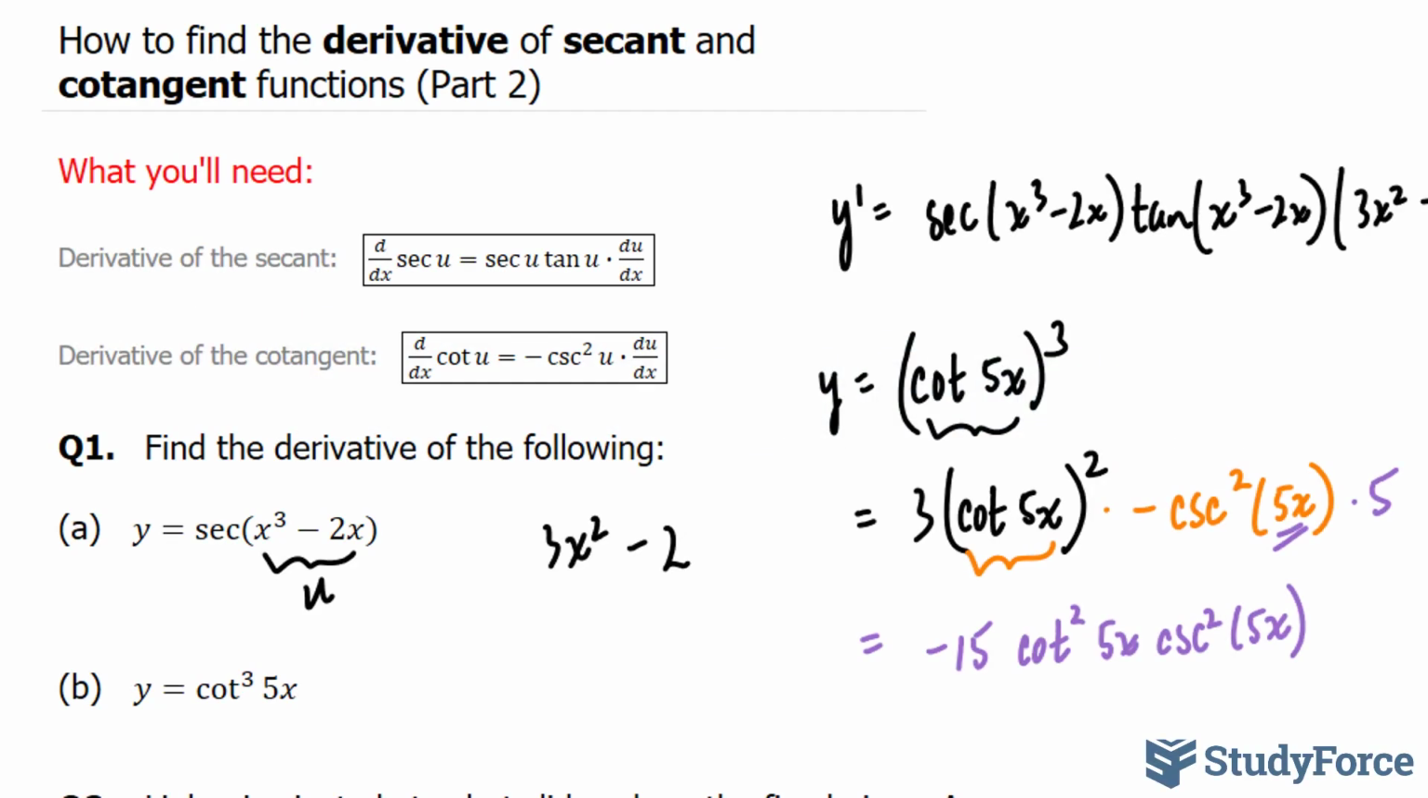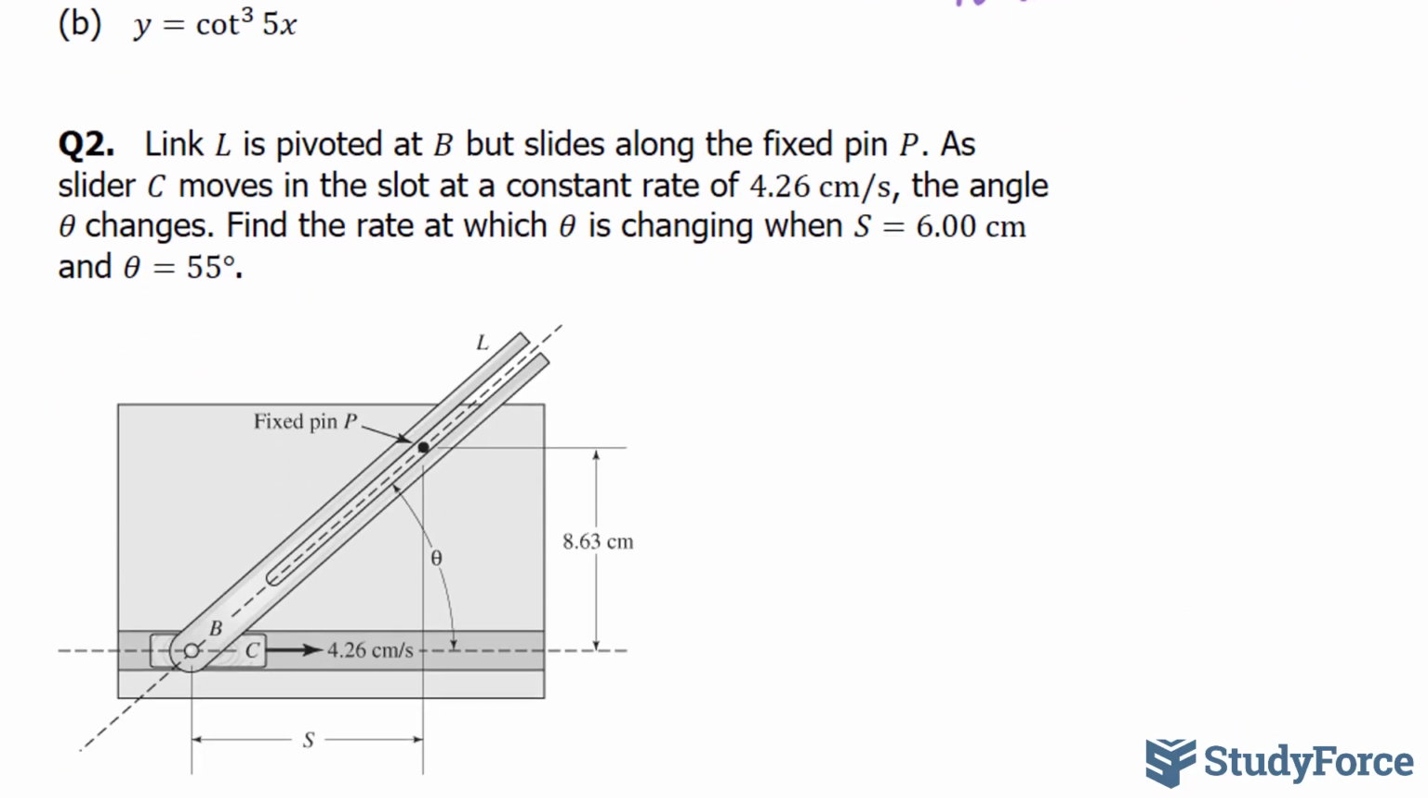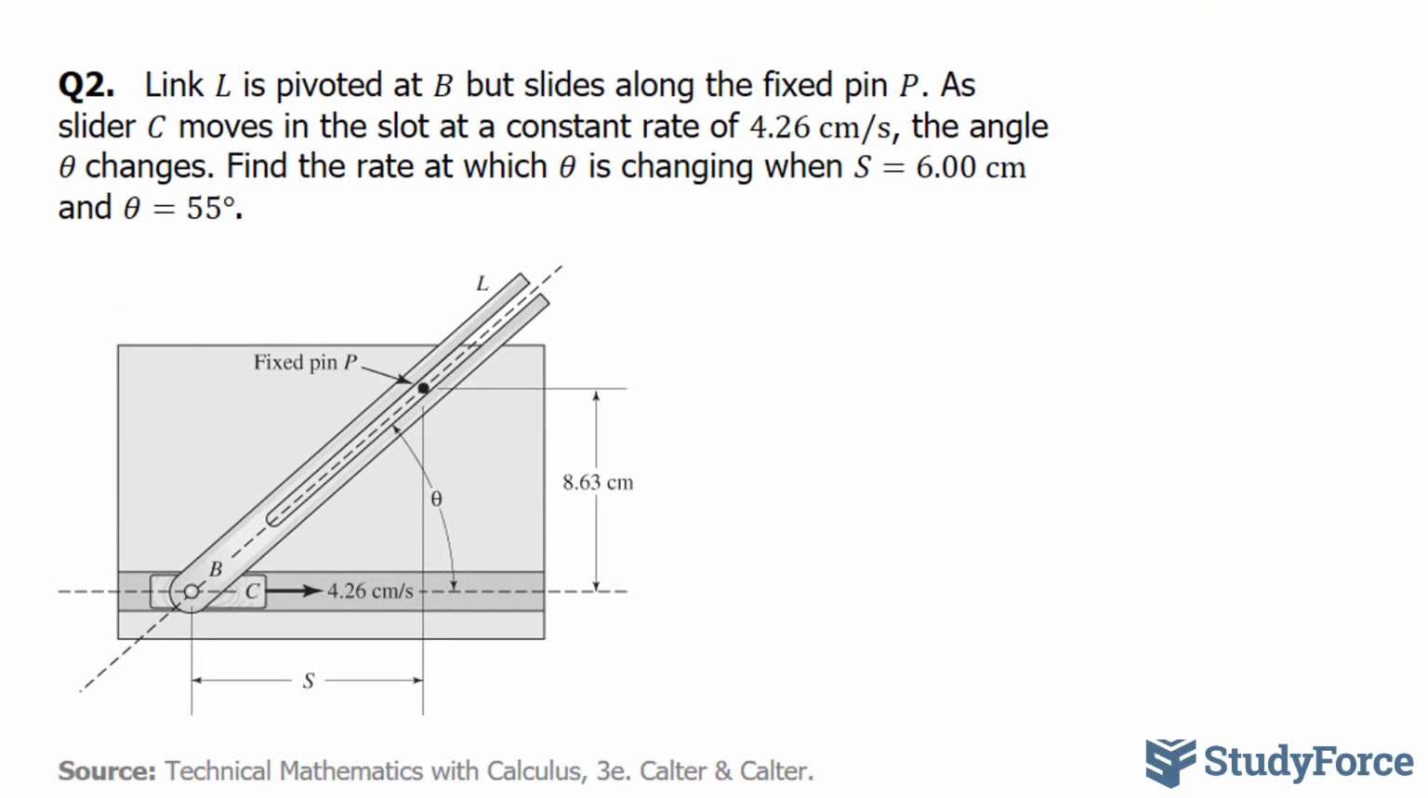In part 2 of this lesson, we'll continue answering where we left off. And in question 2, they ask: link L is pivoted at B, but slides along the fixed point P. As slider C moves in the slot at a constant rate of 4.26 centimeters per second, the angle theta changes. Find the rate at which theta is changing when S is equal to 6 centimeters and theta is equal to 55 degrees. They've given us very little to work with here.